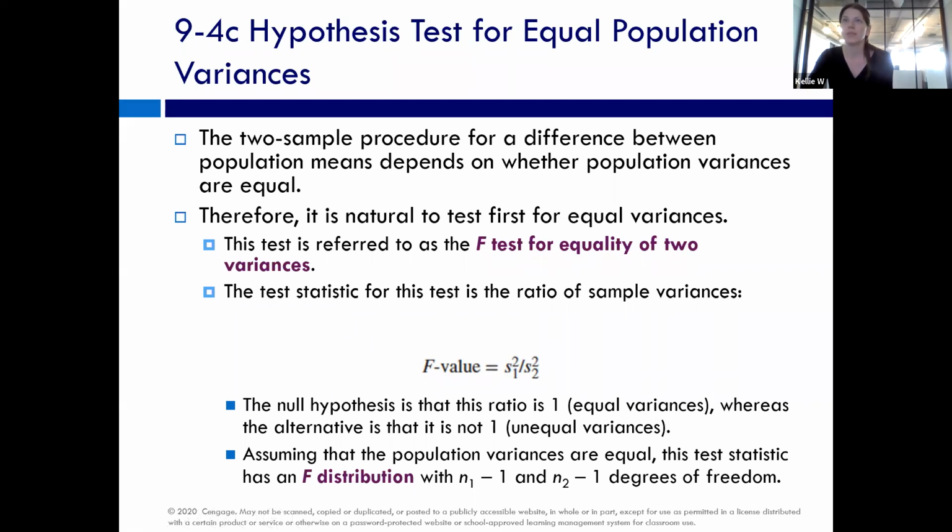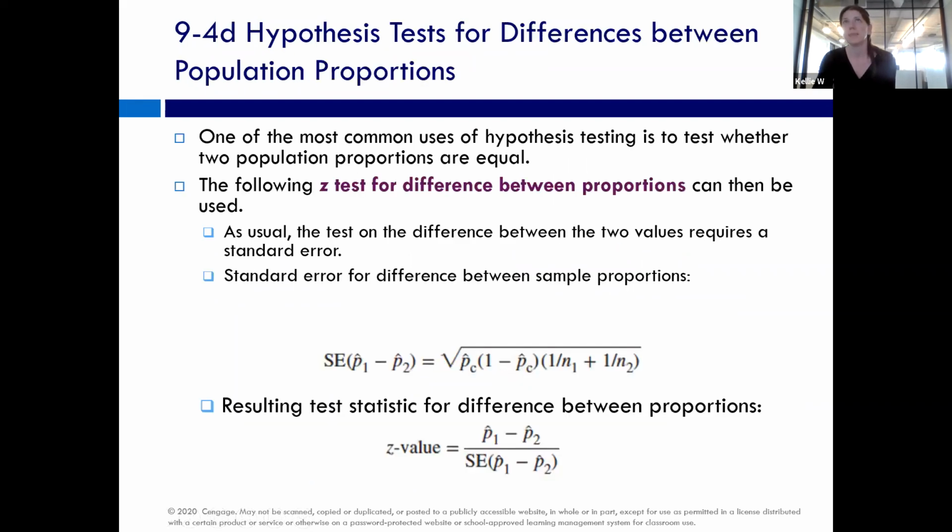So if we're assuming that the population variances are equal, then the distribution associated with the test statistic, which is the F value, is the F distribution, and it has n minus 1 degrees of freedom for both populations. So what does all that mean?